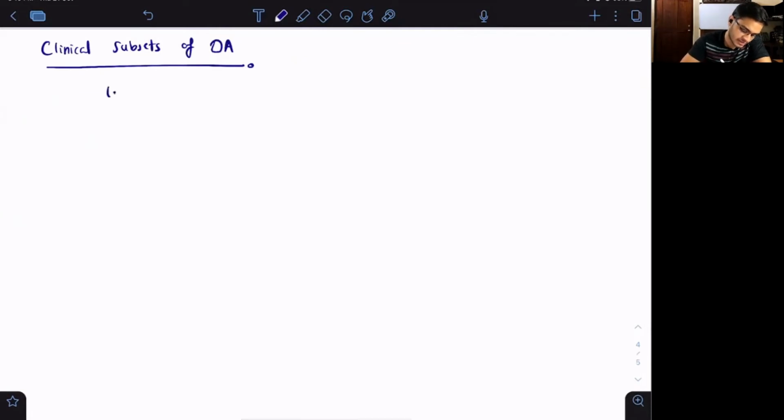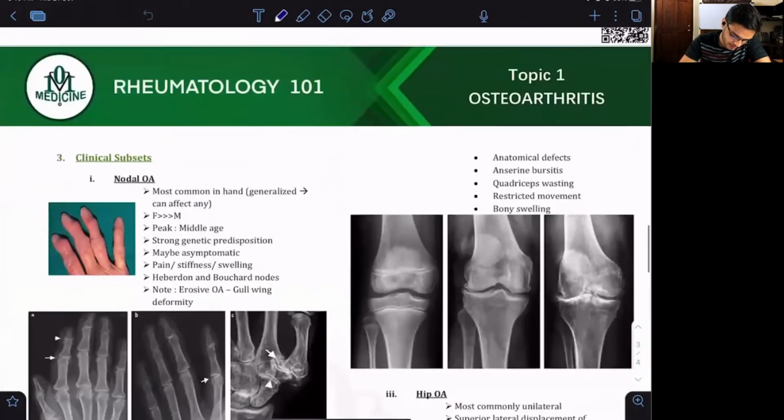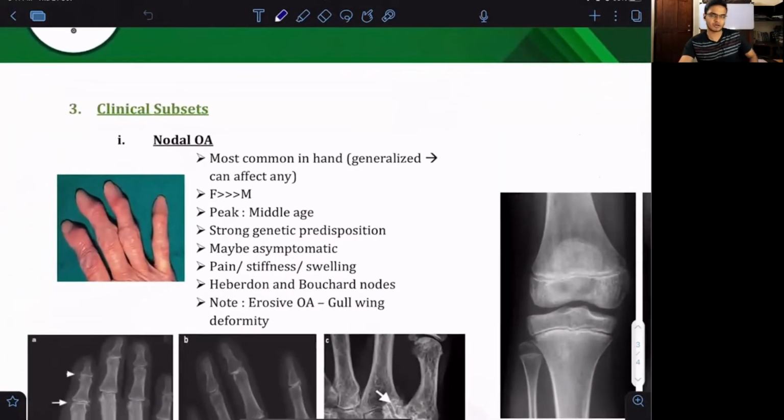First one is nodal osteoarthritis. Let's go through your skeletal note a little. Nodal osteoarthritis, look at this. Most commonly, it is in the hand, but it can also occur as generalized osteoarthritis. It can affect any joint. There can be nodal osteoarthritis of the knee, nodal osteoarthritis of the hip. It can affect any joint, but is most common in the hand.